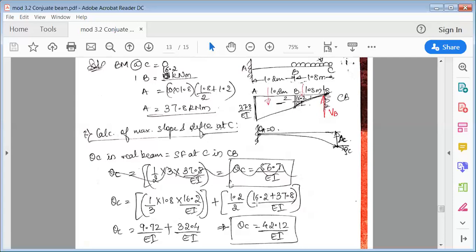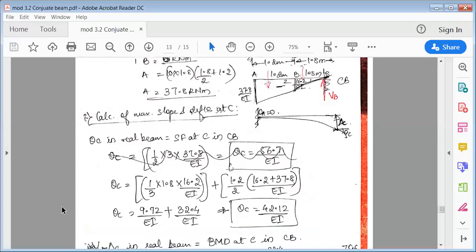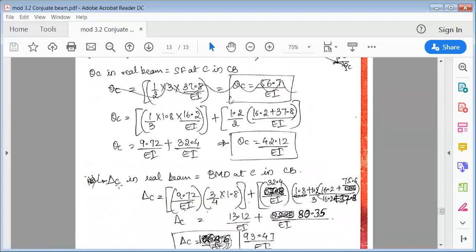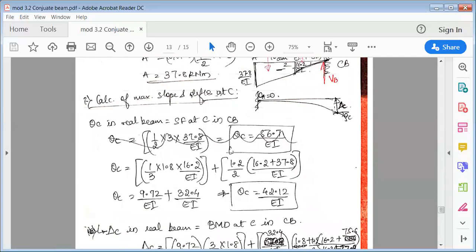Theta C is the area. So the area of the trapezoid is (A plus B) divided by 2 into this side. Here it is 16.2 plus 37.8 into height, so the area is h by 2 times (A plus B). You solve this and you'll get theta C. Similarly, delta C is this portion.